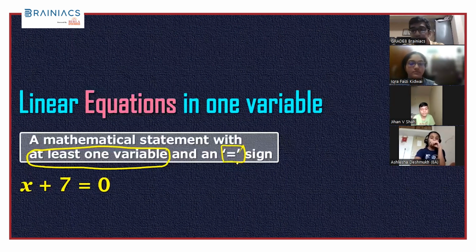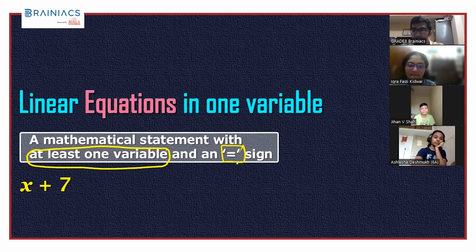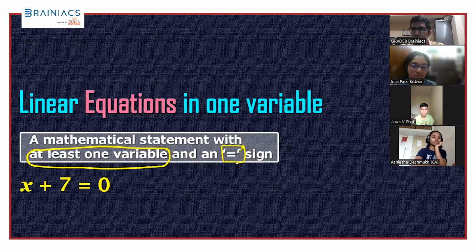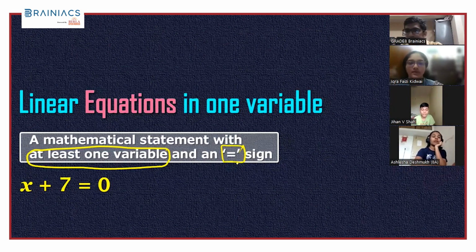Now, it's an equation, right? Everybody clear? If I write only this much, this is not an equation. But if I write x plus 7 is equal to 0, now it is an equation. Everybody clear, beta? Does everyone understand? Yes or no?